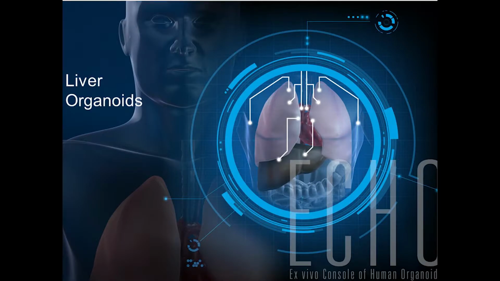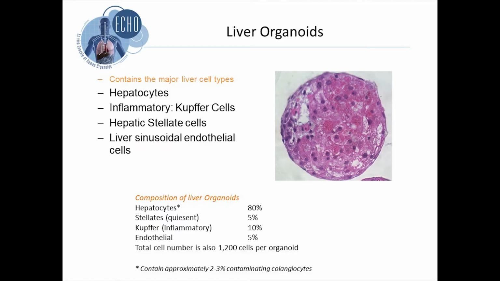Our first organoid that we made was, of course, the liver organoid. And the way we made this is that we took the main components of a liver, which are hepatocytes, the inflammatory Kupffer cells, hepatic stem cells, stellate cells, and liver sinusoidal endothelial cells, and we mixed them in the proportions that you can see at the bottom there. These are all bought commercially from reputable suppliers.